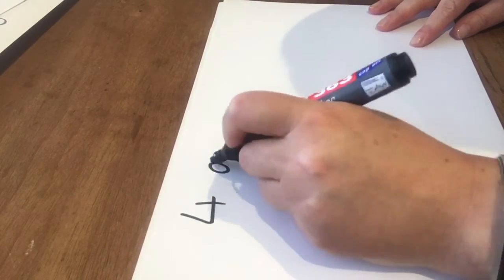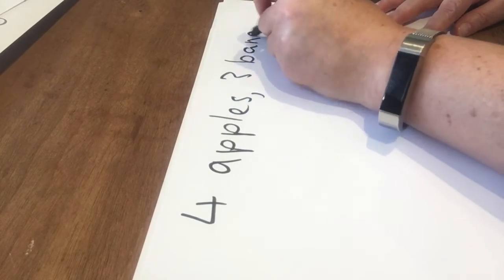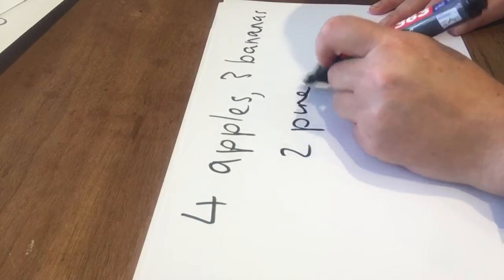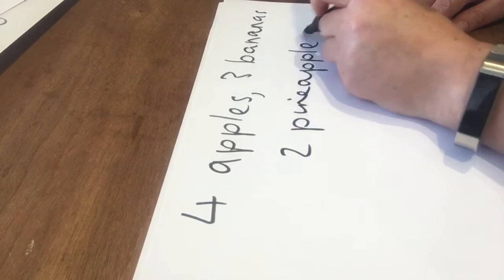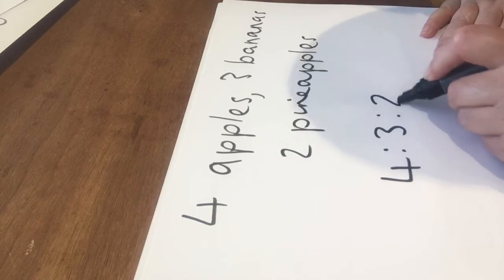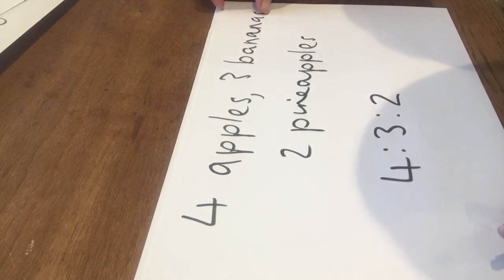Let's have a look at another example together. Let's say I've got 4 apples, 3 bananas and 2 pineapples. The ratio would be 4 to 3 to 2. Again, we could swap it round if we wanted to. What we're going to do today, Year 6, is to simplify ratio.